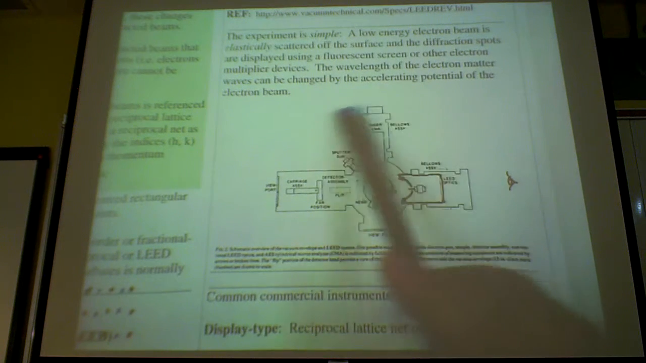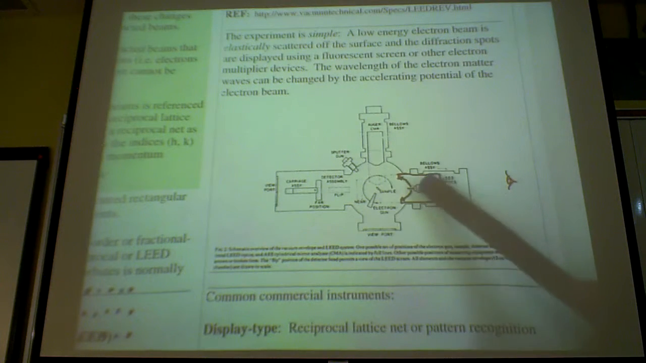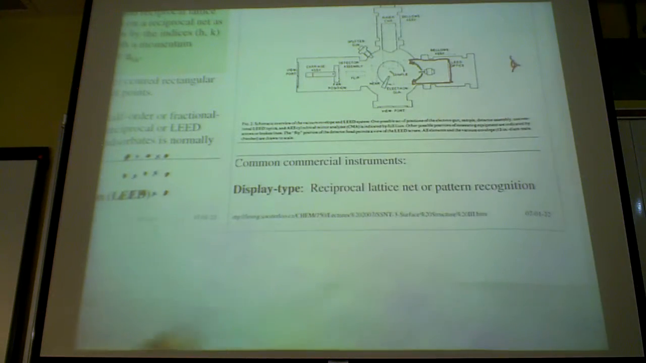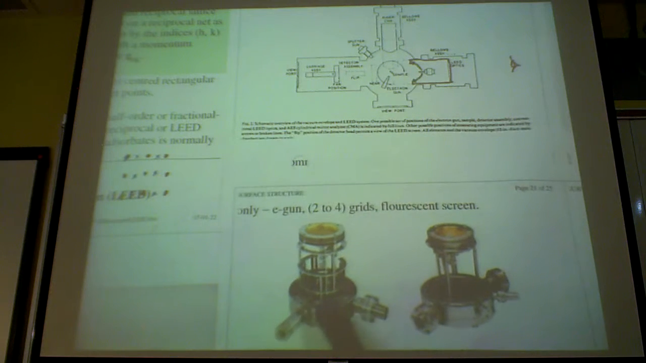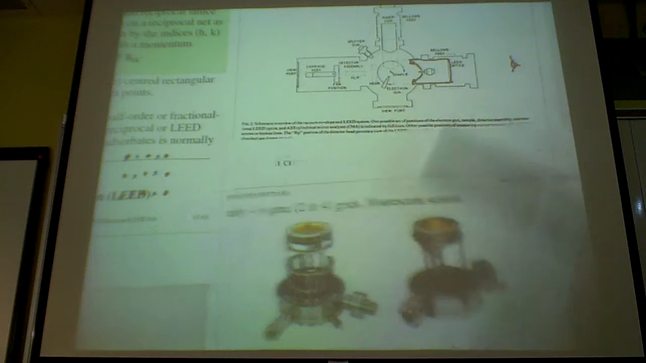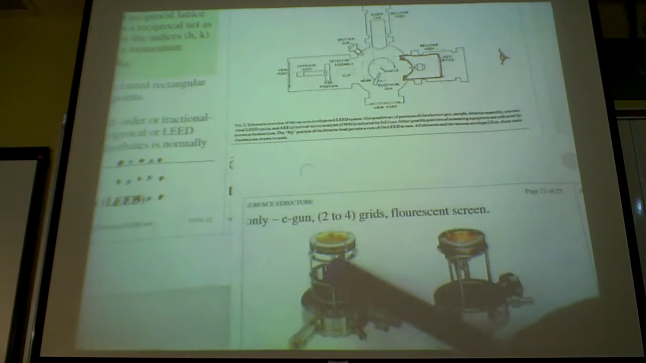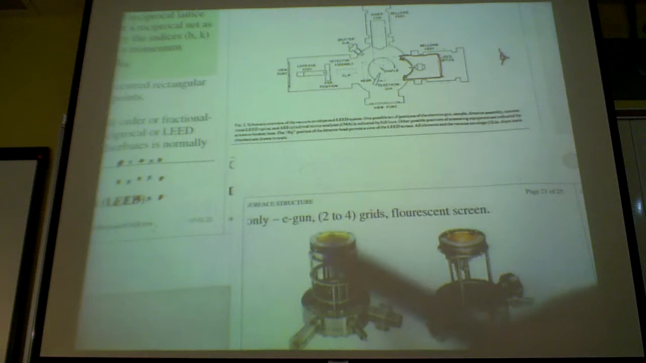So this is an ultra-high vacuum chamber, and that is the optic that we showed with a bunch of grids, right, like this. This is called a display type LEED optics. Essentially, this part is mounted like this, and the electron gun is down here, and the 4 grids that you see here are down here. So the electron gun is concentric with respect to the 4 grids.